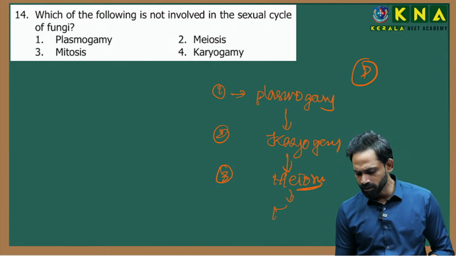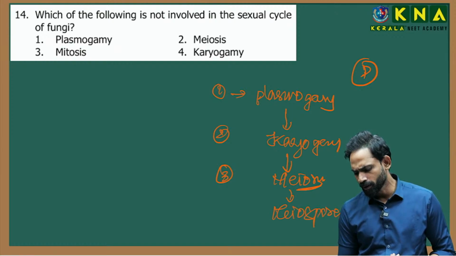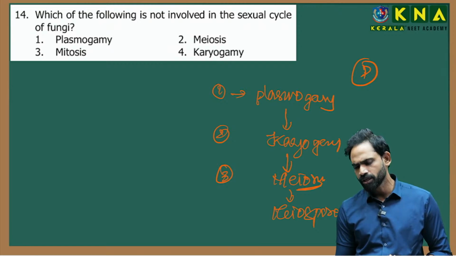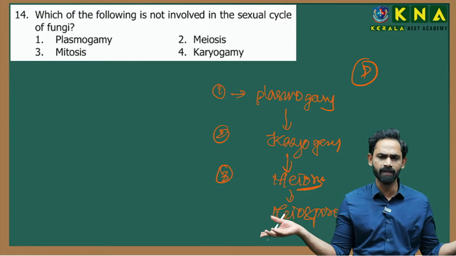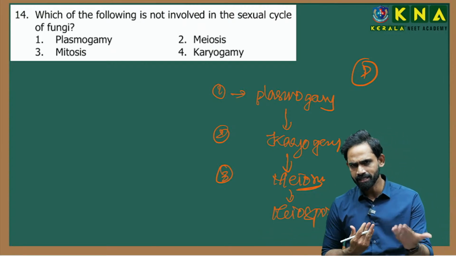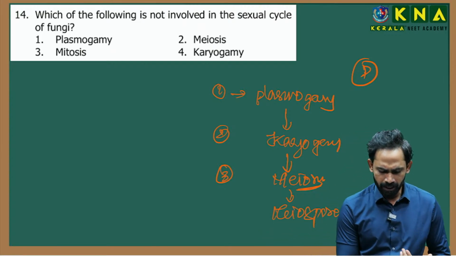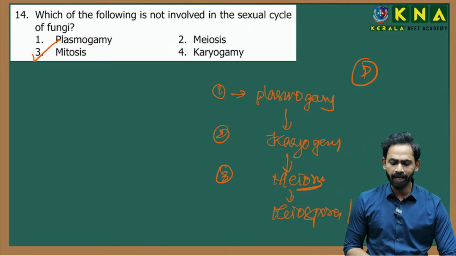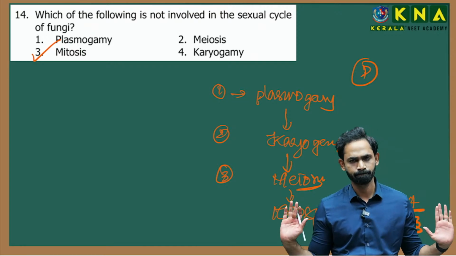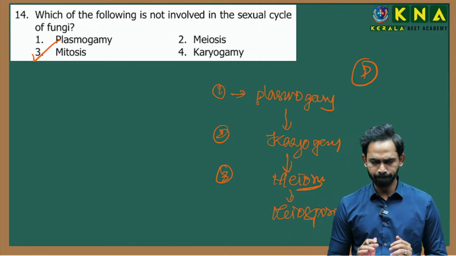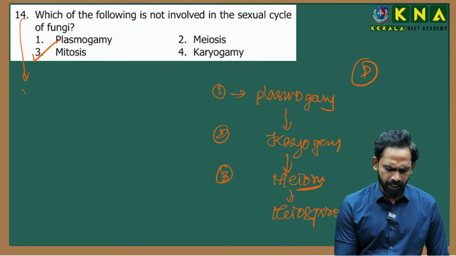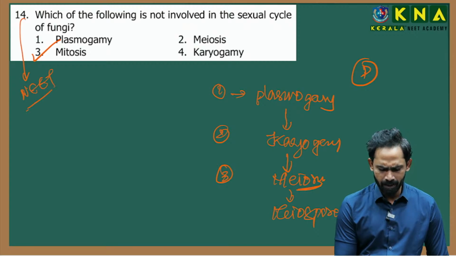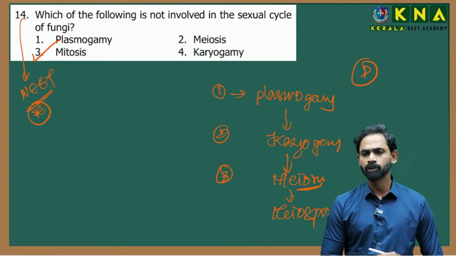As a result of meiosis, meiospores will be generated. What are meiospores? Sexually produced spores. You can call them ascospores or basidiospores. Stage and sequence are important. I am going for option 3. Not involved in the sexual life cycle of fungi is mitosis. Important for the NEET exam.